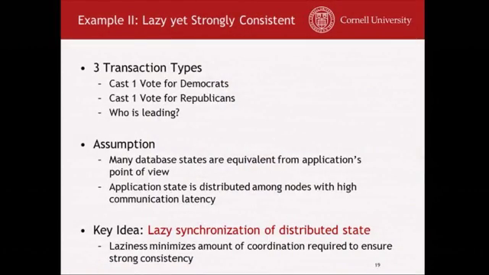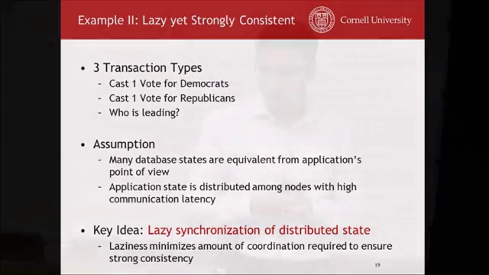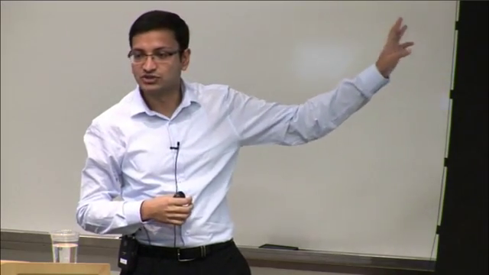So again, I made two assumptions. One was that from the application's point of view, there are many database states which are equivalent, and it doesn't really perceive how they are different. And the second, that communication is expensive, which is a very mild assumption and is true in many scenarios. Again, I'll request you to humor me for now, and I'll come back and identify a class of applications over which these two assumptions hold. Assuming that these two assumptions hold, the key idea is to lazily synchronize distributed state. By doing this lazy synchronization, we can minimize the amount of coordination without actually sacrificing the consistency requirement.